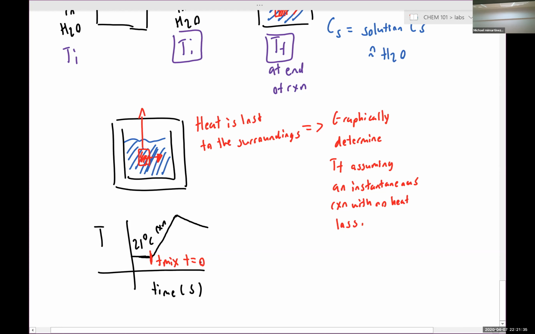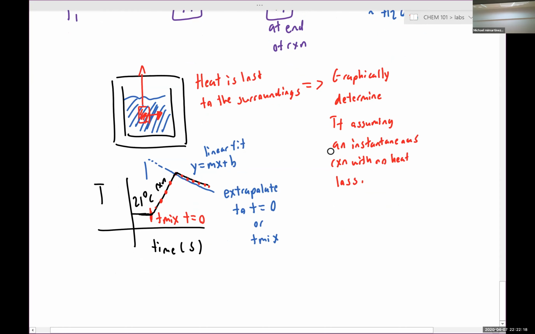Now, when you plot temperature versus time, you're going to end up with a bunch of data points as your temperature rises, and then a bunch of data points as your temperature falls. What you're going to do is take your data points after your maximum temperature and fit a line of the form y equals mx plus b. So you're going to make a linear fit of only these data points. And you're going to take that fit and extrapolate to T equals 0, or T mix.